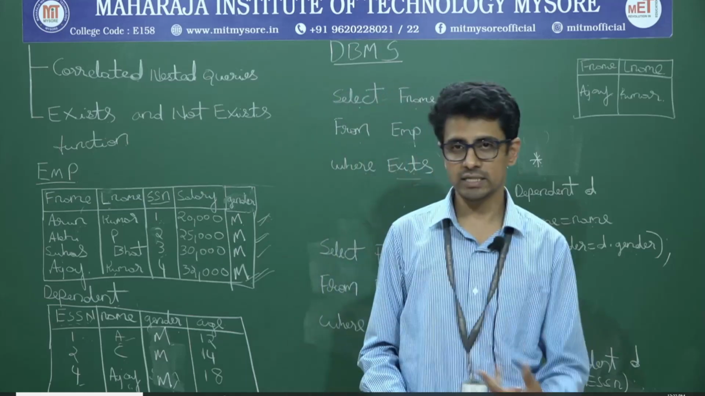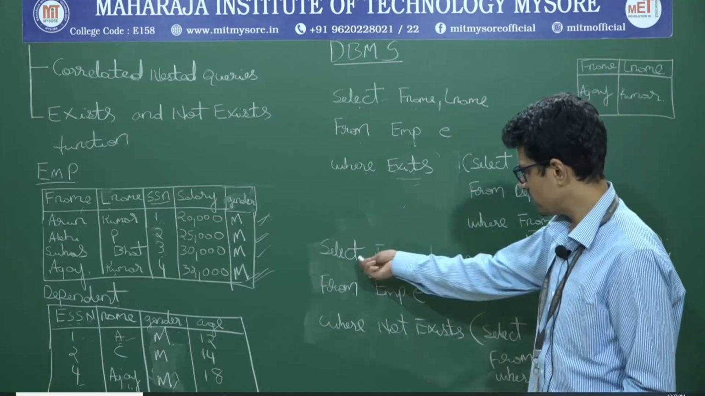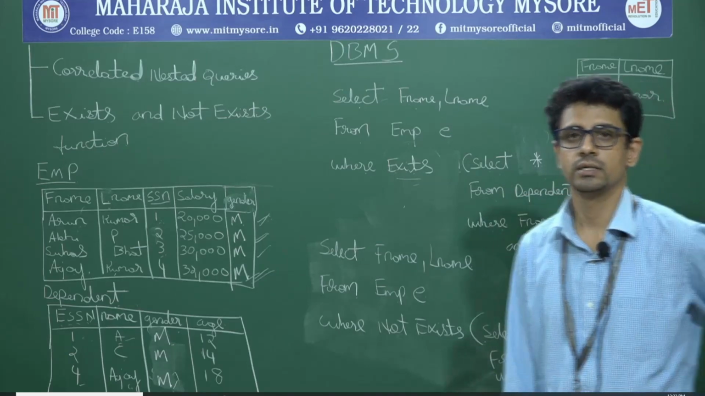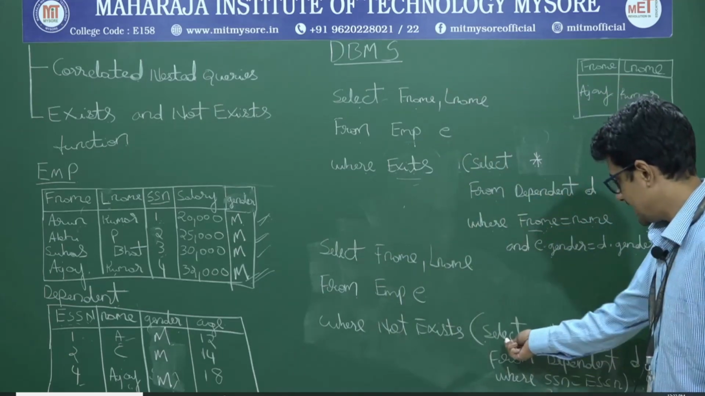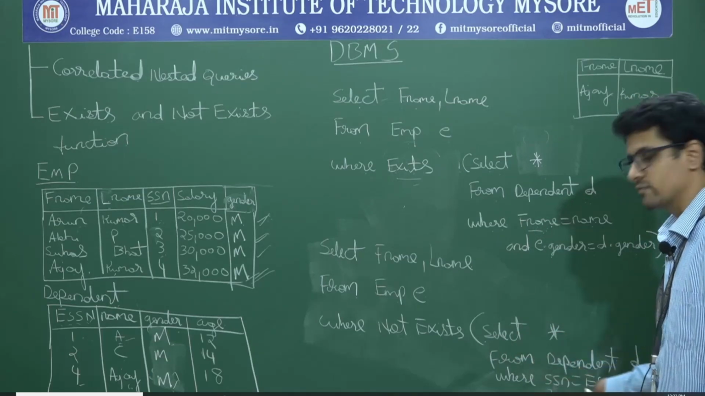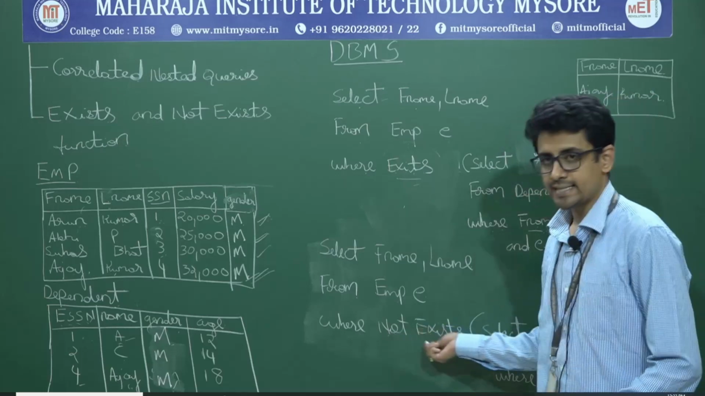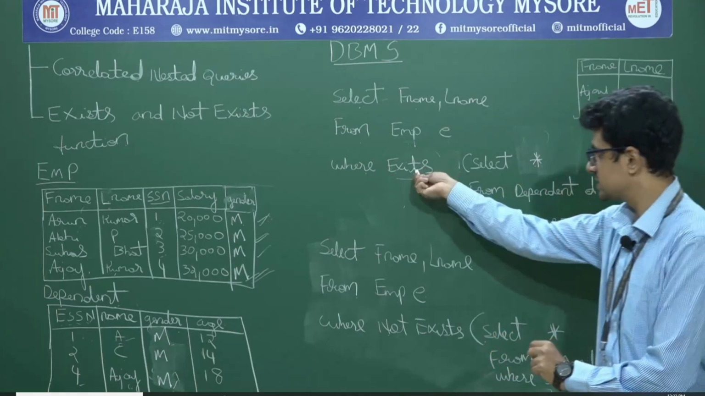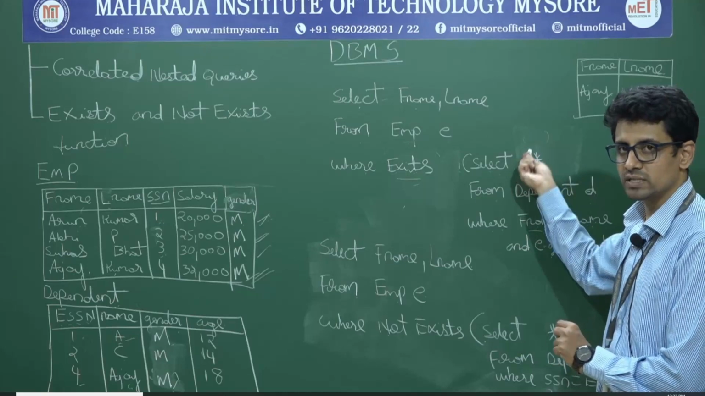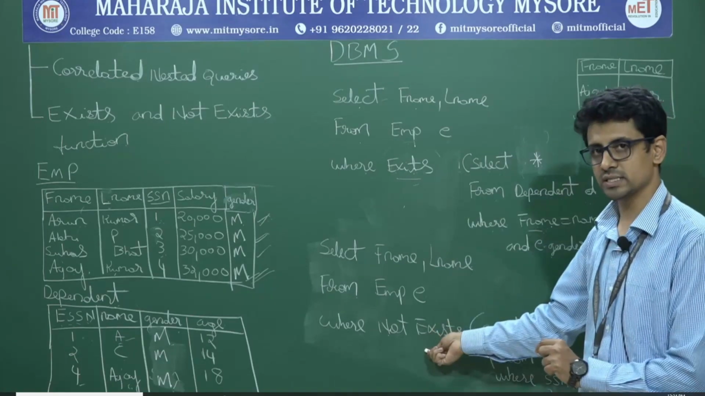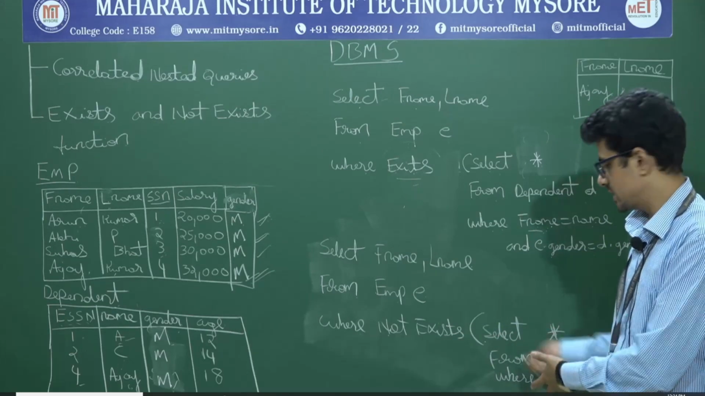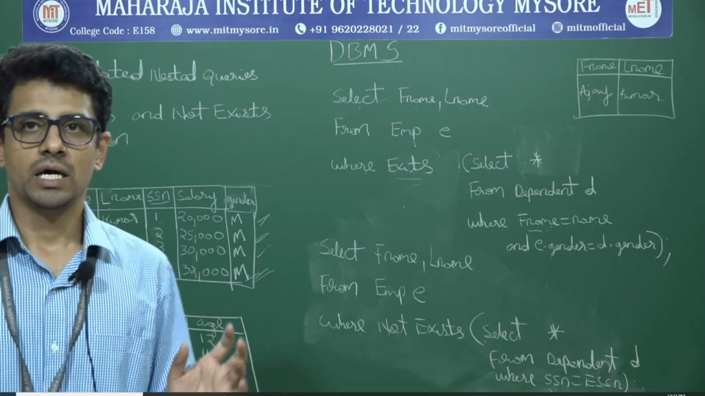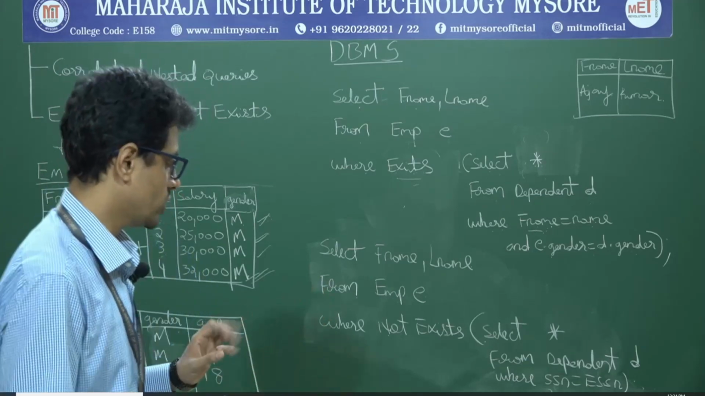How to write a correlation with a NOT EXISTS operator for this? Let us see that. So I want to display fname and lname from employee where not exists, select star from dependent where SSN equal to ESSN. Now, in case of EXISTS we want true when something is returned, false when nothing is returned. Vice versa, NOT EXISTS is true when no rows have been selected. So now I am looking for no dependents here.